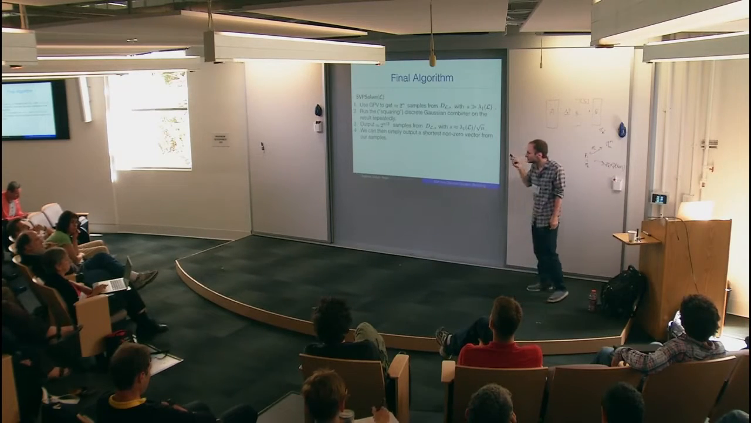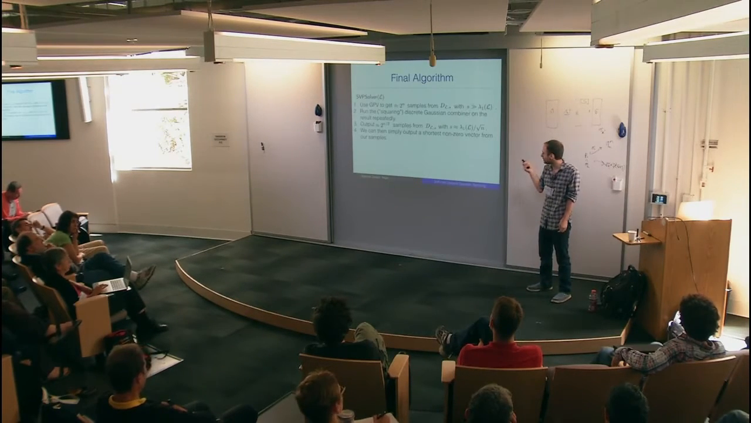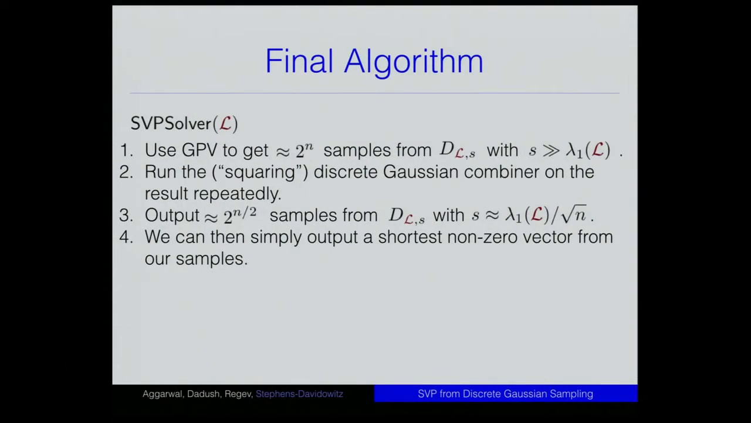And then, because we know we only need 1.38 to the n vectors to get a shortest vector, that means that if we just output the shortest non-zero vector from our samples, with overwhelming probability we'll get a shortest vector. So that's the full algorithm.